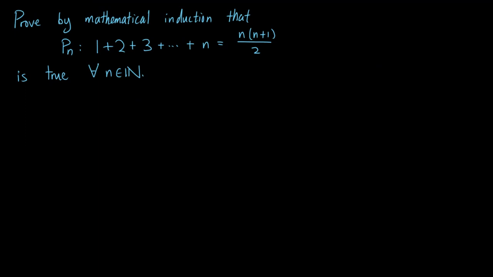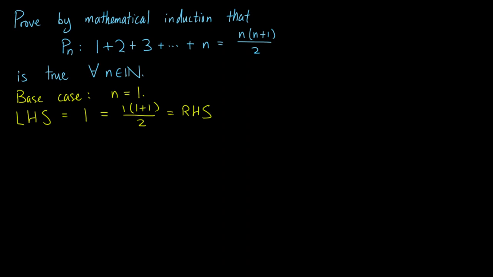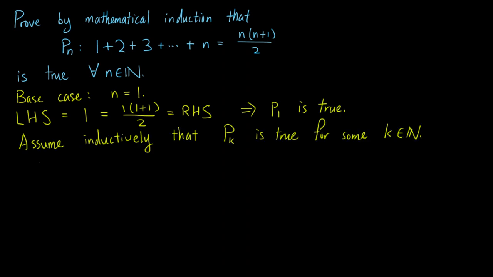Let's prove the statement 1 plus 2 plus 3 plus all the way to n equals n times n plus 1 over 2 by mathematical induction. The base case is n equals 1. The left-hand side is just 1, which equals 1 times 1 plus 1 over 2, which equals the right-hand side, so P1 is true. For the inductive case, assume inductively that Pk is true for some positive integer k.